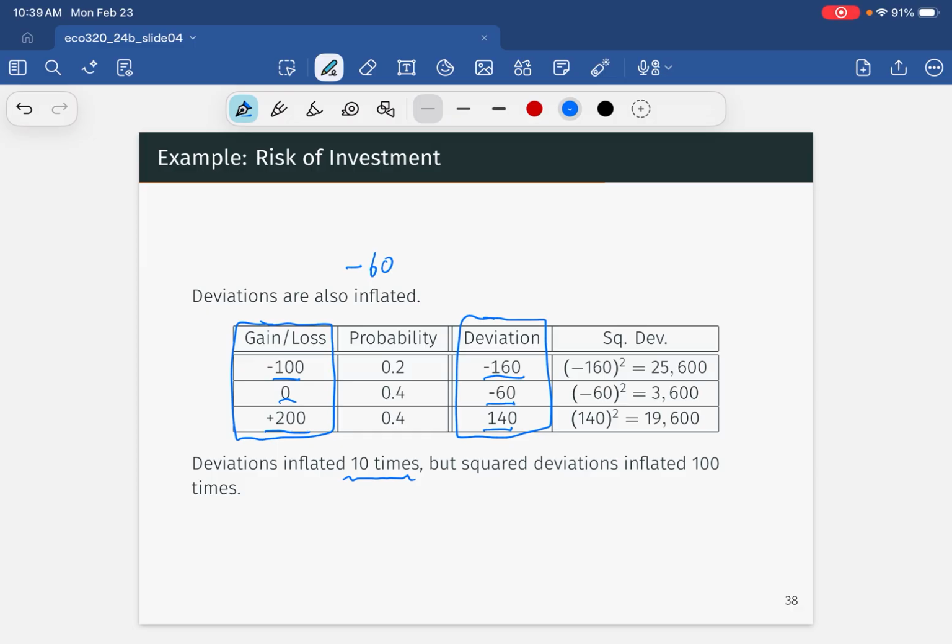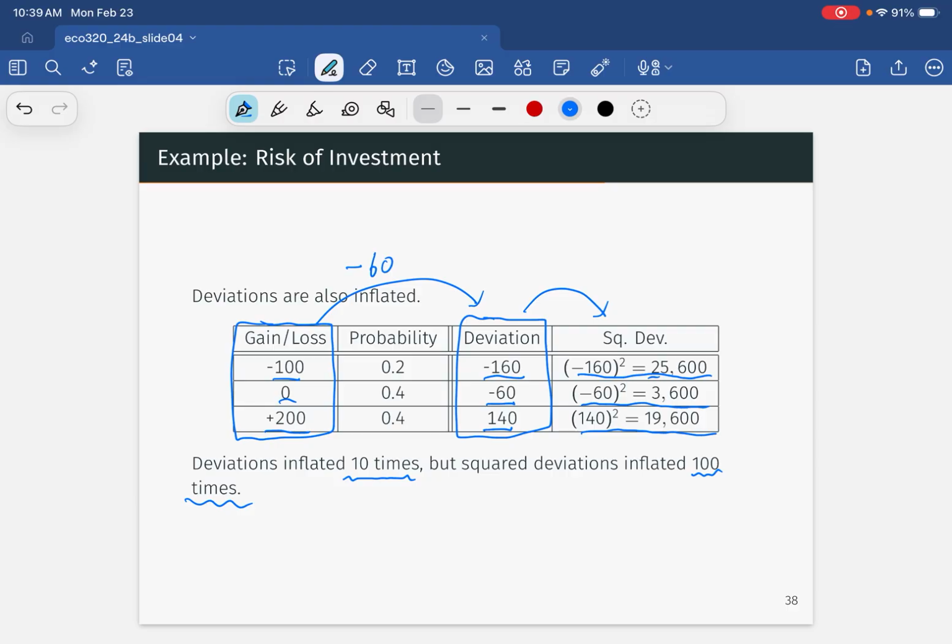But let's think about square deviations. We are going to transform like this. When you square the deviations, it is 25,600, right? When you square 160. And when you square 60, it becomes 3,600, and 19,600. So the problem here is the square deviations are inflated 100 times.